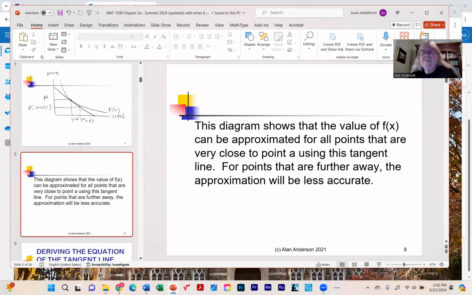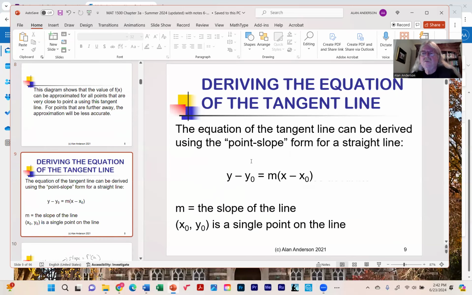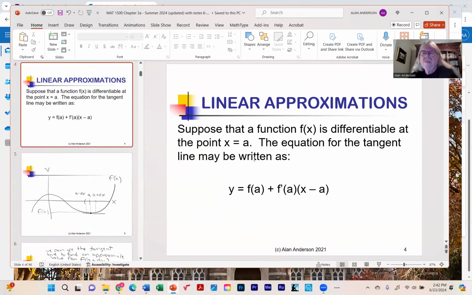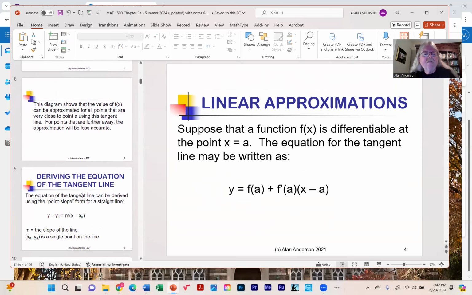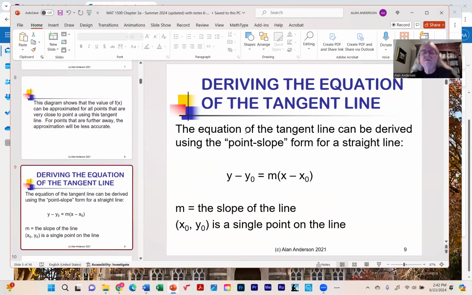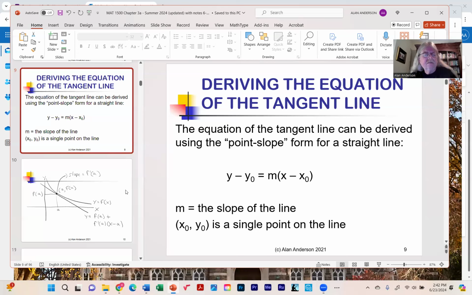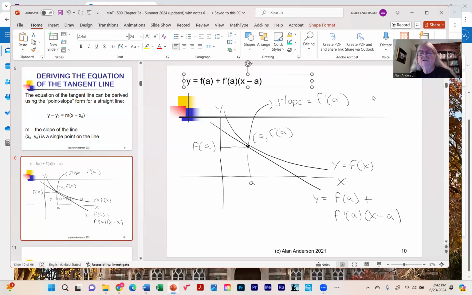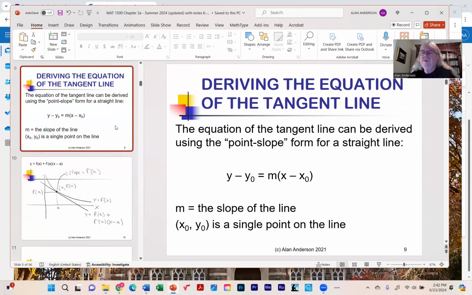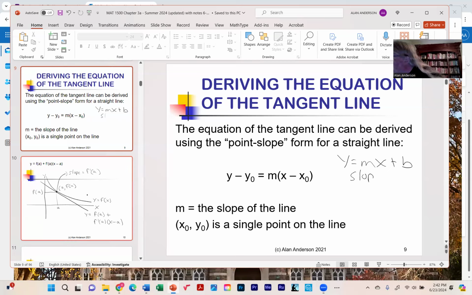Anyway, so let's get back to this and see why this equation works. Okay, why is this the correct equation of our tangent line? All right, now the first thing we have to do is a quick review. I'm going to sneak this onto here. If you recall, everybody remembers the equation of a straight line. Okay, but it turns out you may have forgotten that there's another way of writing the equation of a straight line. This is the slope-intercept form.